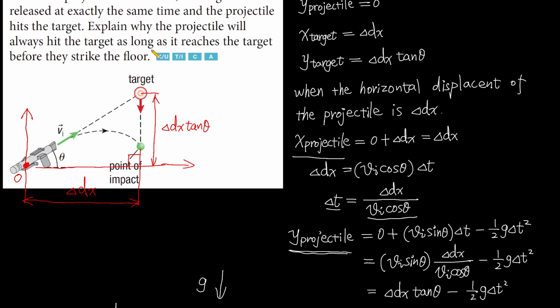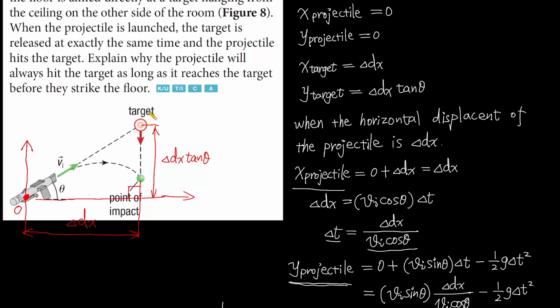target. So in this question, the target just moves vertically and its x-coordinate does not change. We just check when the x-coordinate of the projectile is the same as the x-coordinate of the target. If the y-coordinate of the projectile is also the same as the y-coordinate of the target, then that means the projectile will hit the target.